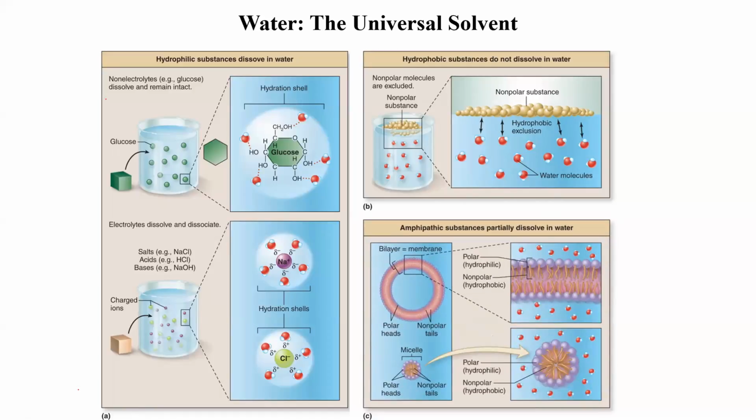Now, what happens with amphipathic molecules? Molecules that have both hydrophilic and hydrophobic ends, right? Things like cholesterol, things like phospholipids, they have a portion that is hydrophilic and a portion that is hydrophobic. So anything like that needs to hide away its hydrophobic portion. It is water fearing. It doesn't like to be around water, so it needs to tuck it away somewhere where it isn't in direct contact with water.